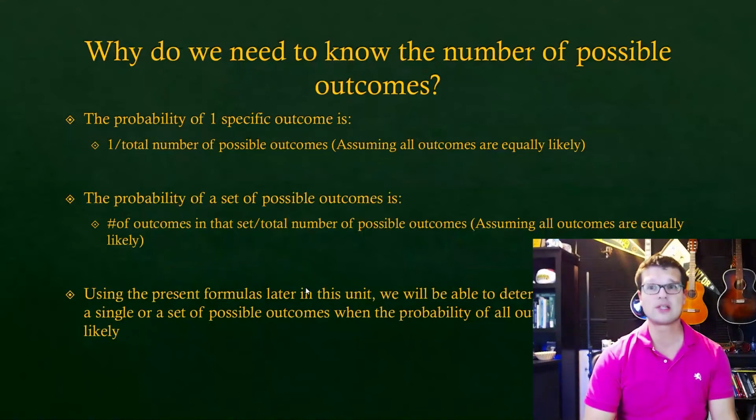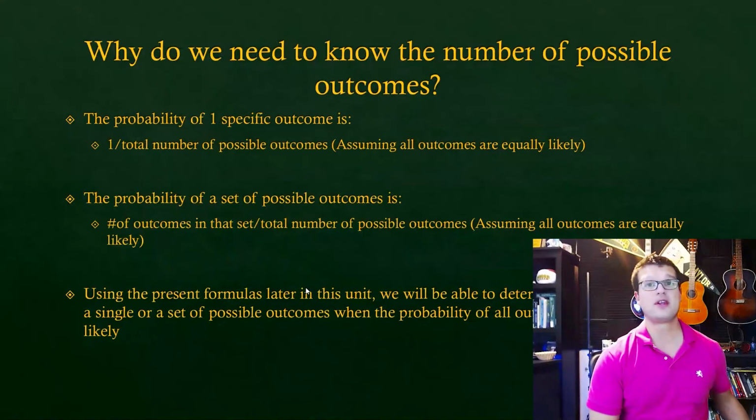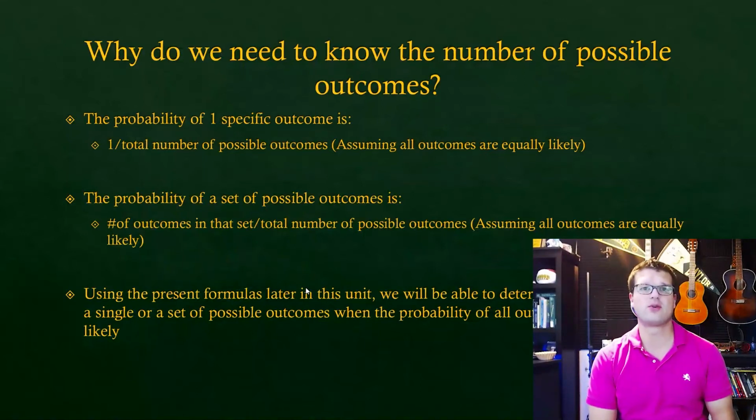Because if we know how many possible outcomes there are, then we are going to be able to say the probability of this very specific outcome. That's the benefit of knowing how many possible outcomes there are. Also, the probability of a set of possible outcomes: if you have a certain number of outcomes in that set, divided by the total number of possible outcomes, assuming that all outcomes are equally likely.